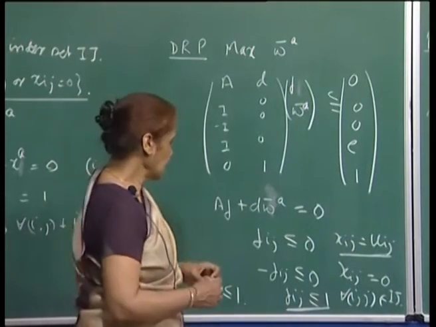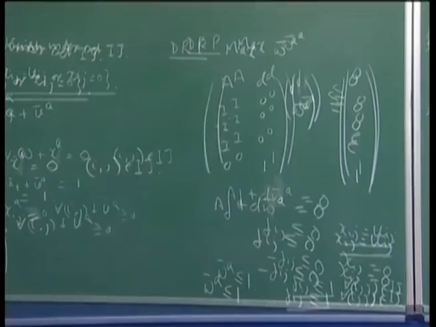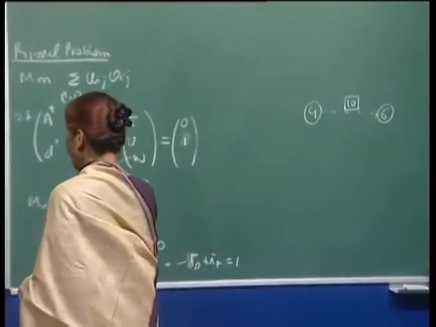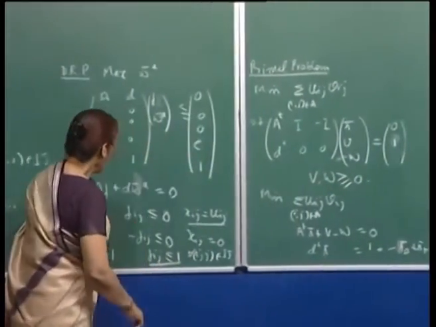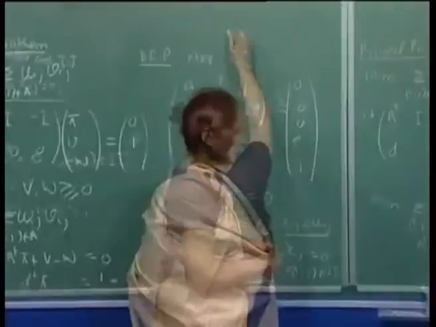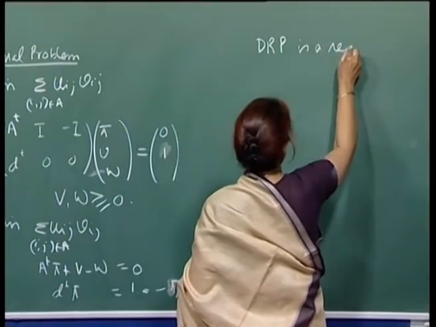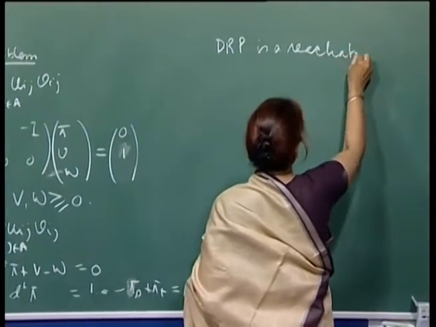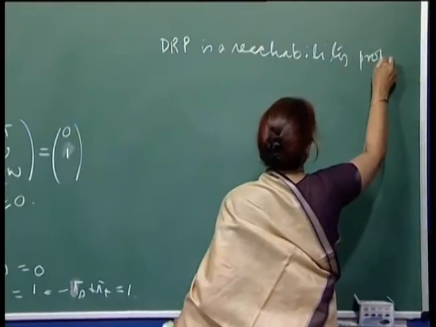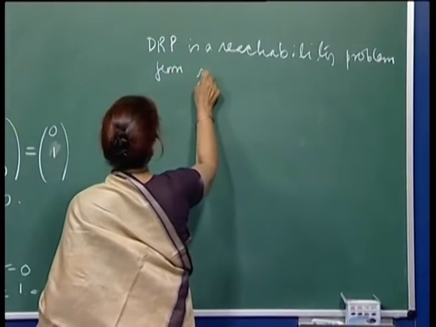So, essentially here, let me write it somewhere here, I do not need this anymore. Now, as I was showing you, this is my DRP, and the DRP actually now reduces to a reachability problem from S to T.